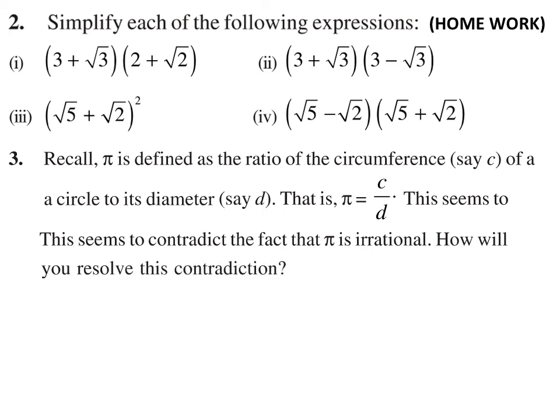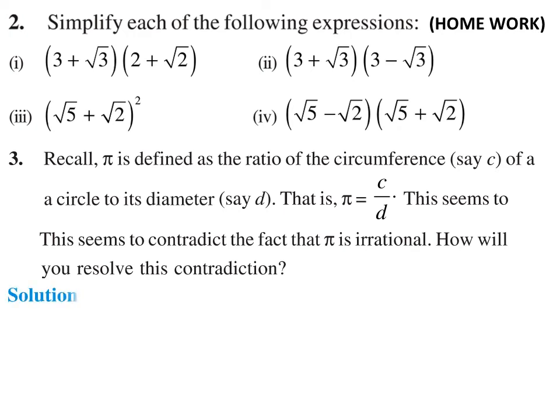Again we have learned that pi is irrational, but C by D is which number? It is a rational number. So how can you resolve this contradiction? This is a word type question, so you have to write the answer in words. You cannot have any calculation in this question. So what is the answer?